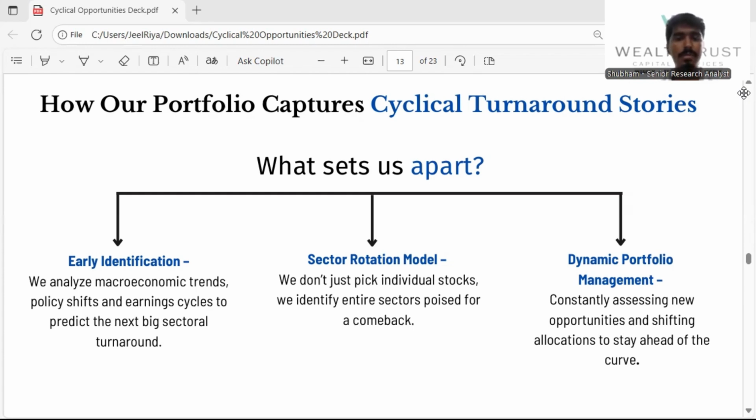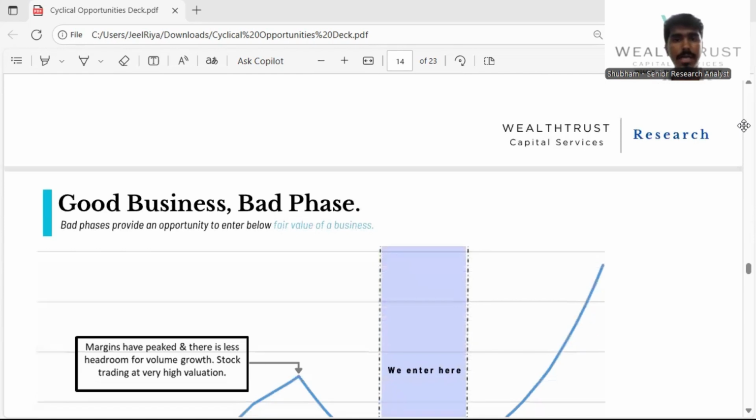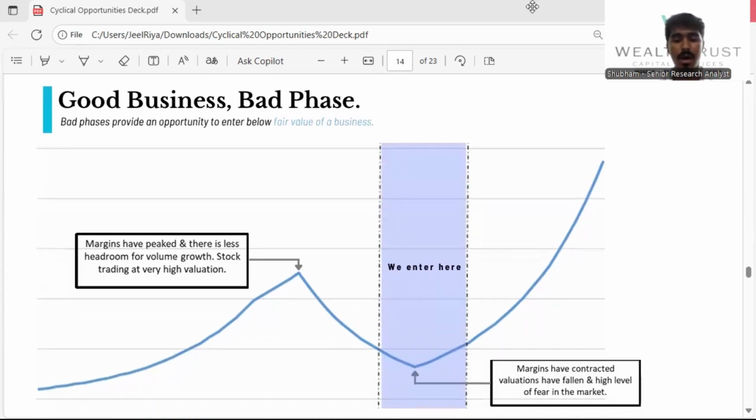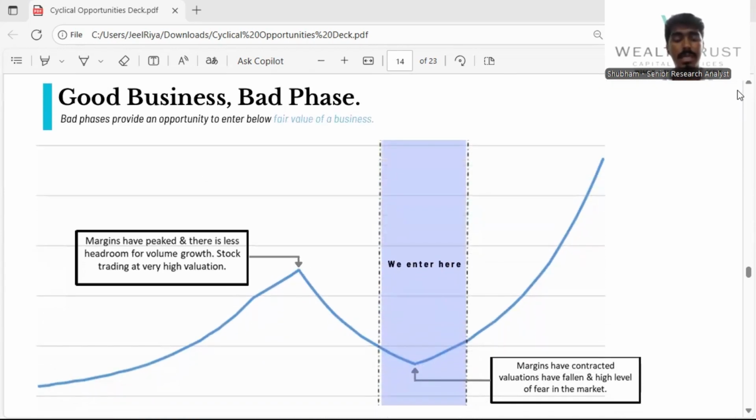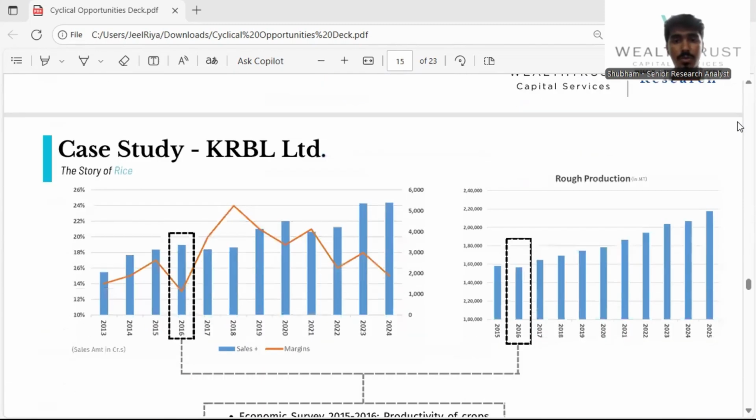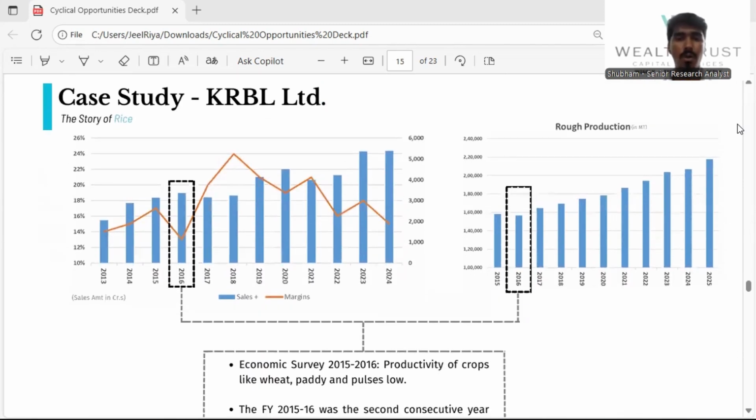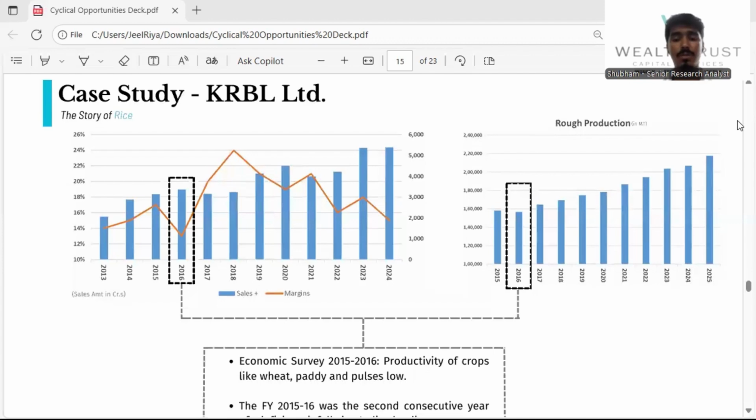Let me illustrate this with a real example. KRBL is a market leader in the basmati rice segment. What I remember is that back in 2015-16, India saw back-to-back deficit monsoons. Eleven states were officially drought hit, and agricultural productivity was very low. Demand was very low. People were worried about basmati and rice companies, and investor expectations started to fall.